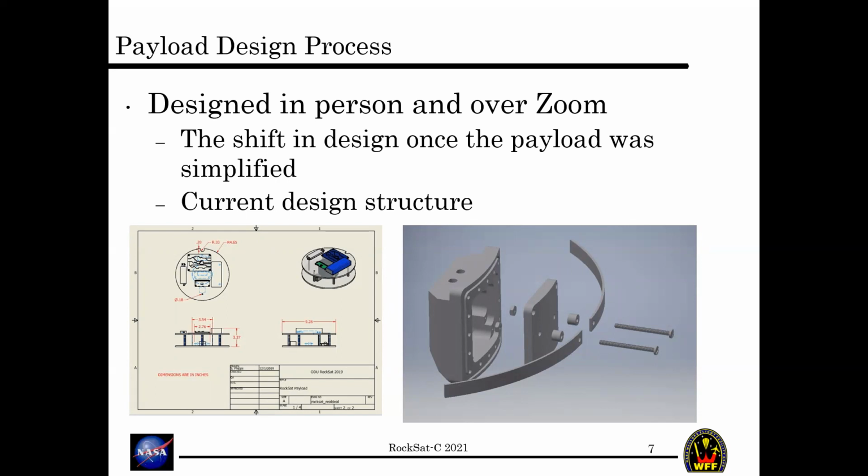So on the left, you can see a quick little diagram of what our original payload was supposed to look like. And as we get into it, you'll notice that that's not exactly what happened. And then on the right is a design of our radio antenna.